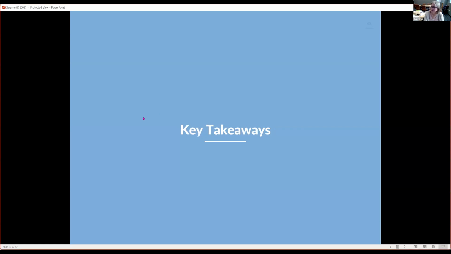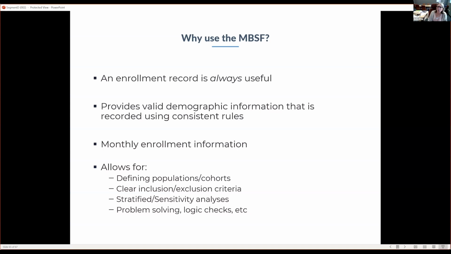So now, key takeaways. The MBSF is always useful. You always want it. I can think of, and I've been part of ResDAC since 1998, and there are vanishingly few people who have convinced me that for their particular study it isn't needed. It provides valid demographic information that is recorded using consistent rules.